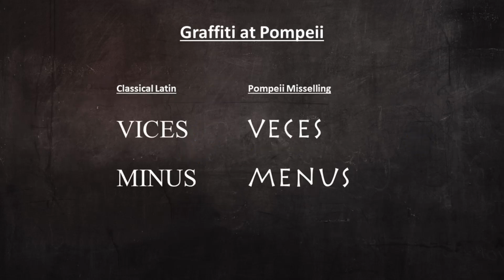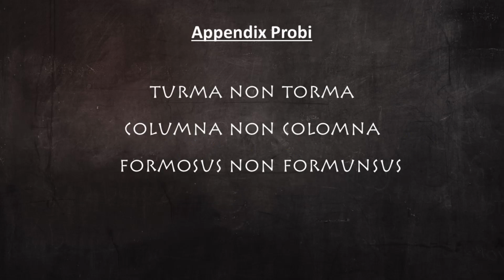In the graffiti of Pompeii, for instance, we find misspellings like these, where the writer used E instead of the classical Latin I. And in the Appendix Probi, the author corrects common spelling errors where O is used for U and vice versa.